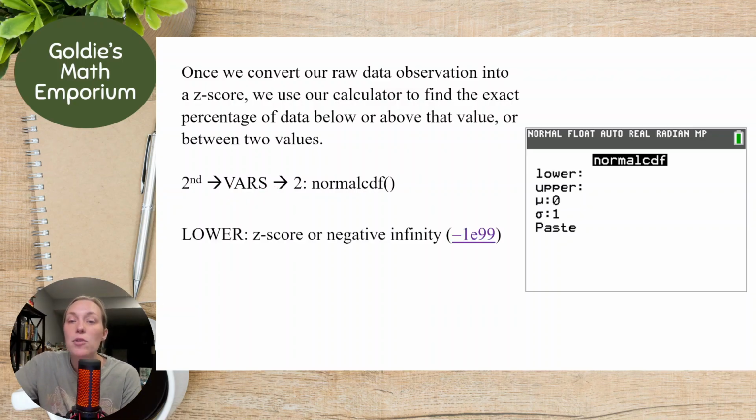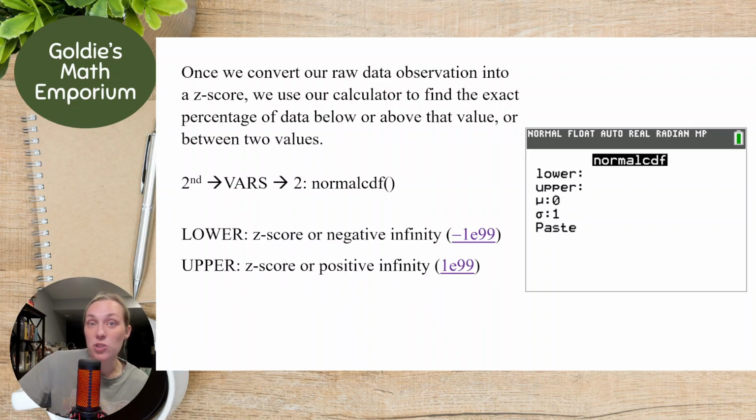Now, the lower and upper stand for the z-scores that you're going to use. Depending on what the problem is asking, above, below, or between. If you are looking for below a value, your lower is going to be negative infinity, and your upper is going to be that z-score. If you're looking for above a value, it's vice versa, with a positive infinity.